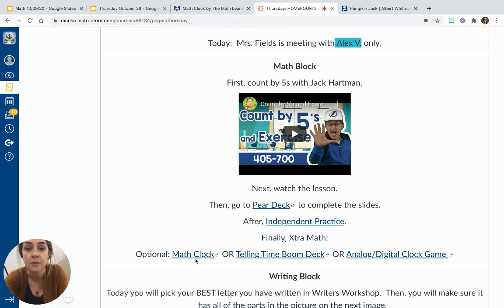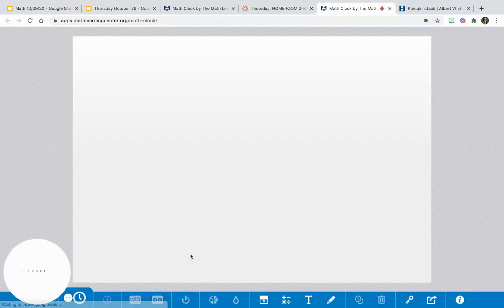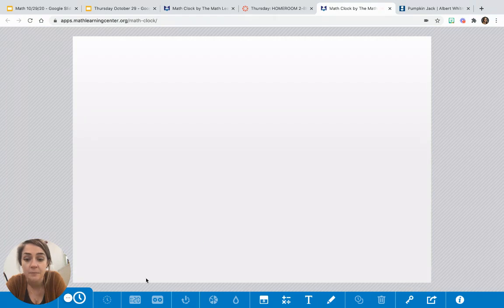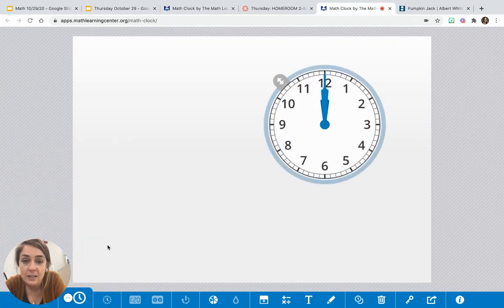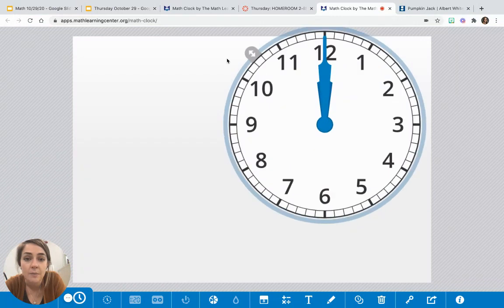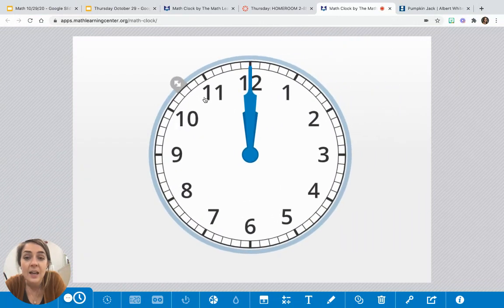So here's how I foresee them working. So for the math clock, this is an interactive app that should be in your app portal. So if you want to download it that way, that would be great. If you will get this blank paper, and then if you go down here and press the clock, I want you to do free moving hands. And you can make it bigger. And then practice with a grown-up at your house. They can tell you a time, and then you can practice building it.